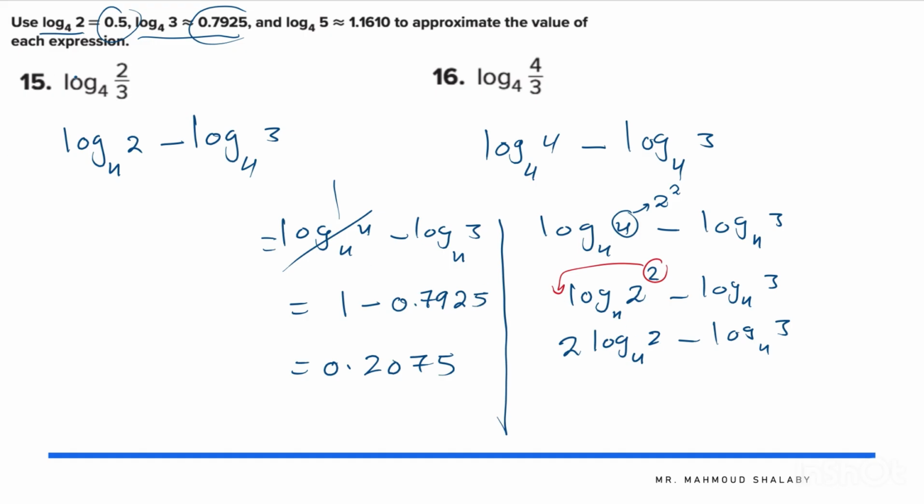Now we have log 2 to the base 4 here, and we have log 3 to the base 4 here as well. So I will just substitute 0.5 minus the value, which is 0.7925, and we subtract. Don't forget to put an equal sign here, so the final answer will be 0.2075. Okay guys, so this is how the question works.